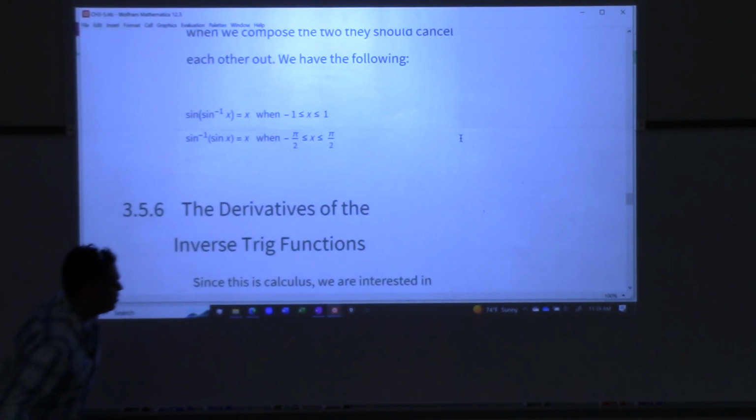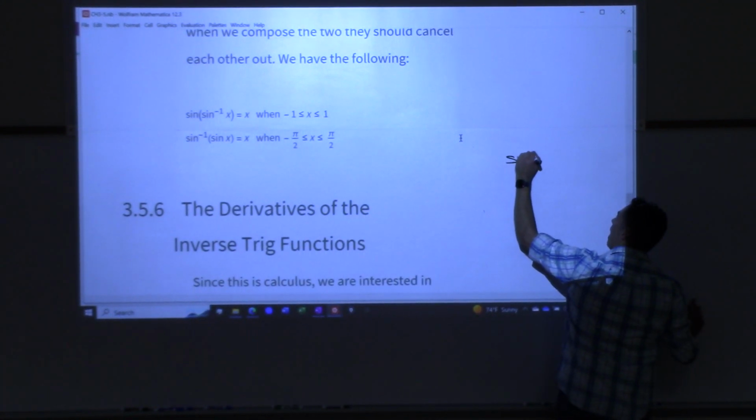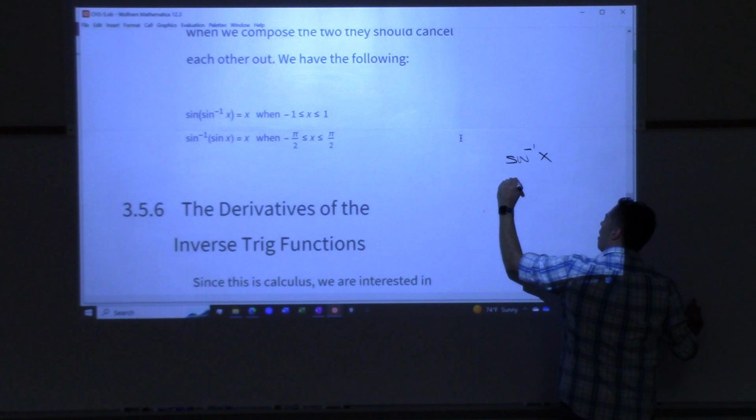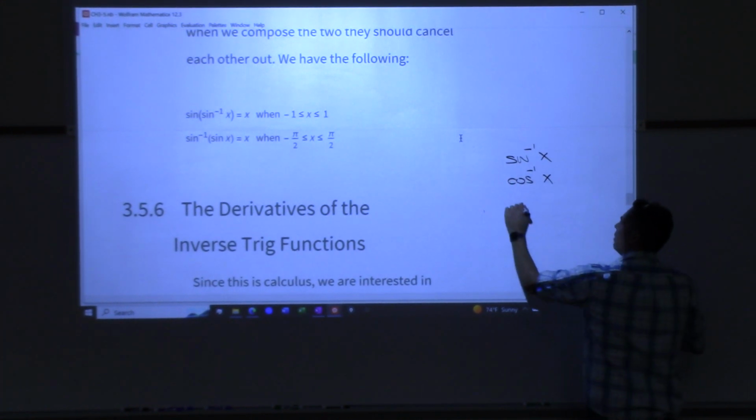I'm going to just jot down over here. For each of these functions, we have an inverse function. You can either write arc or you can do the -1. I'm going to do the -1.